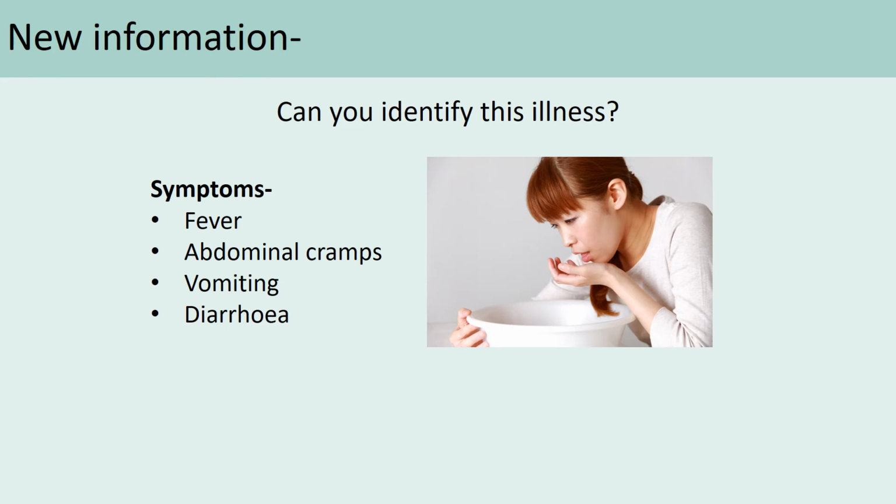Right, so we're going to start off with the first of two bacterial diseases that you need to know inside and out. So the first one, the clue is the symptoms are fever, abdominal cramps, vomiting, and diarrhea. So what do we think that illness is? Hopefully you were able to realise it is food poisoning.